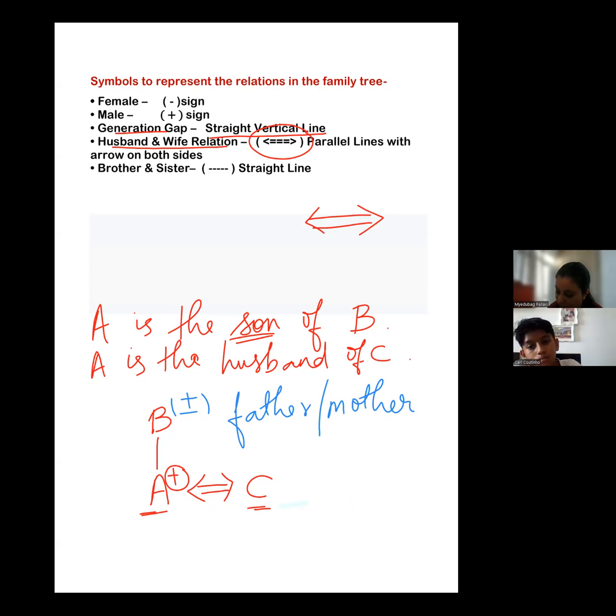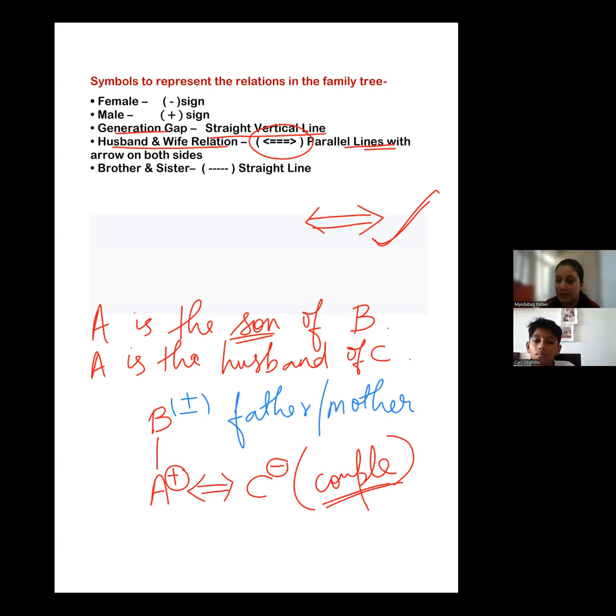It is a married couple, isn't it? If a couple is given and among this couple the gender of one is already given, automatically we can write a minus sign over C. If A is the husband of C, then C will be the wife only, so that will be minus. So we have got this automatically. Husband and wife relation we show with parallel lines like this, or arrows on both sides.